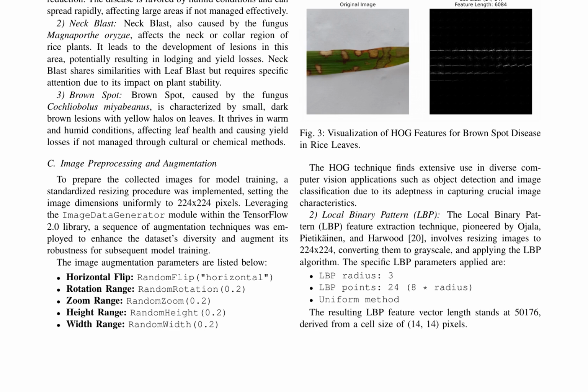The visualization of HOG features for brown spot disease in rice leaves demonstrates the technique's ability to capture essential image characteristics. By leveraging these features, the research aims to train a machine learning model capable of accurately classifying rice diseases. This could potentially aid in early detection and management strategies, mitigating yield loss and improving crop quality.